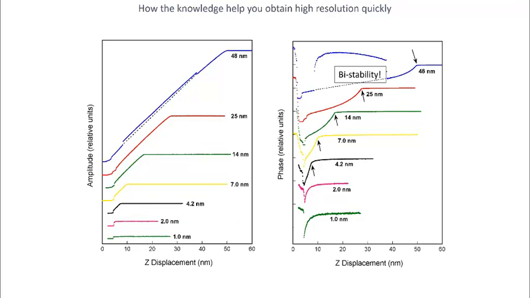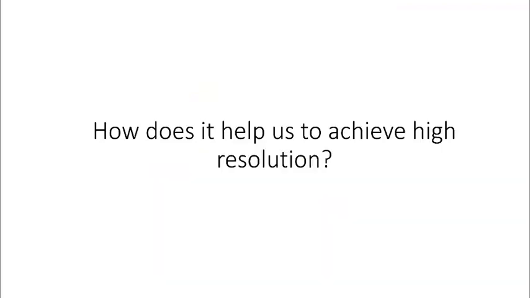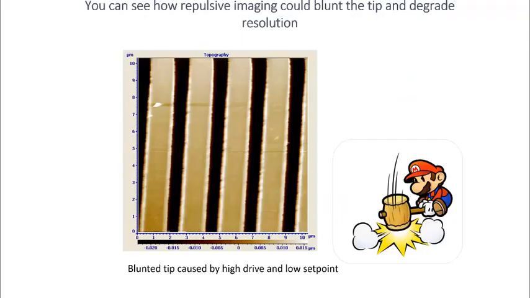Okay, so how do we use this knowledge to help us improve the resolution of the image? How do we do this? Here is an image taken in tapping mode on a grating, and you can see that this edge at the beginning is kind of sharp, and then gradually it turns blunt. That is because when we use high drive to image a sample, from the previous discussion, we understand that the tip and sample are in a strong repulsive region.